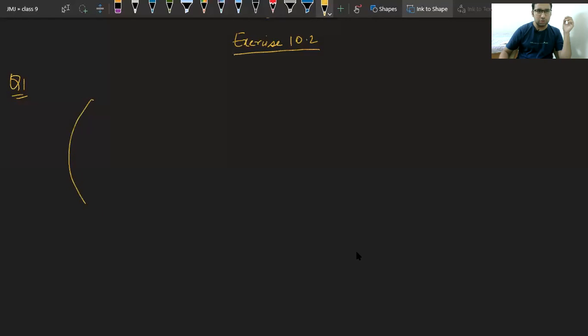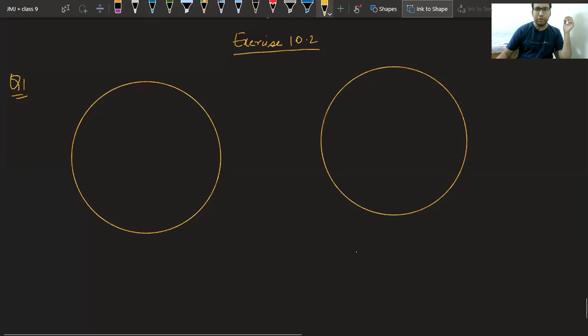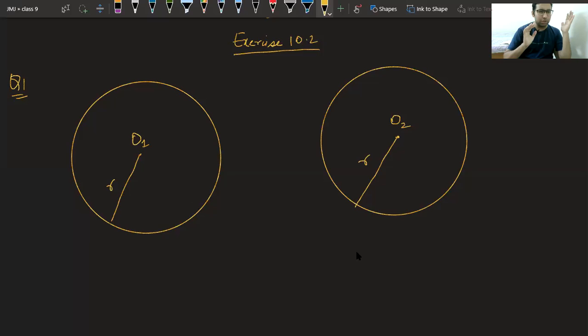So let me draw two circles first. So we have two congruent circles with center P and center Q. Normally people take O1 and O2. You can take that also if you want, no issue. You can take whatever variable you want. So let me take O1 and O2. The radius is the same. If this is R, this is also R, because they both are congruent circles. Class, again repeating, in congruent circles radius is the same.